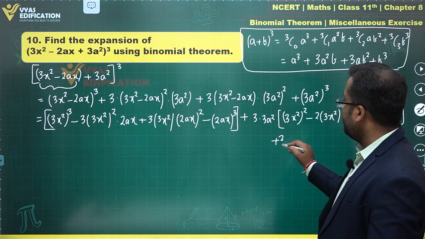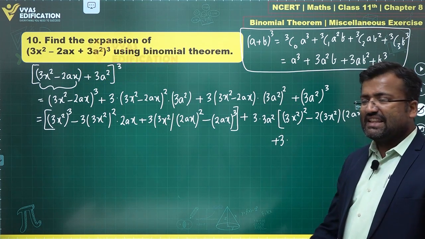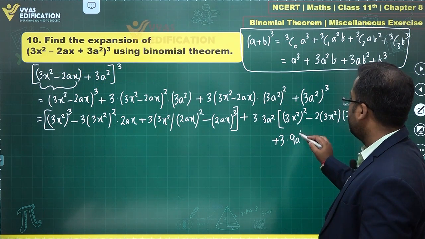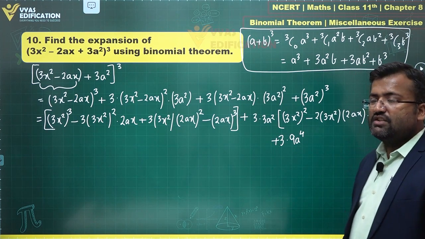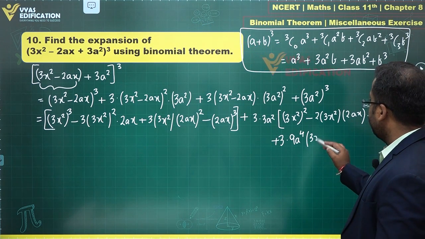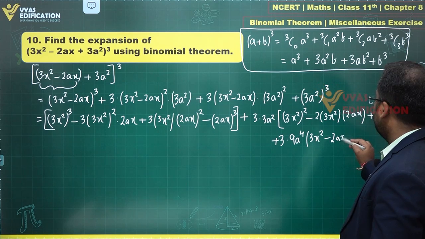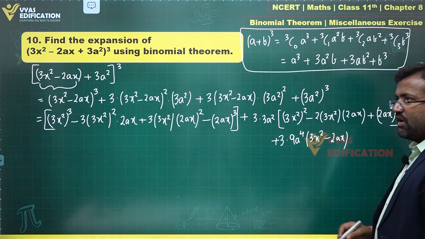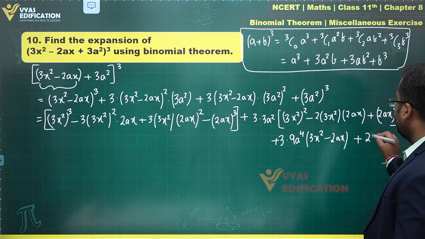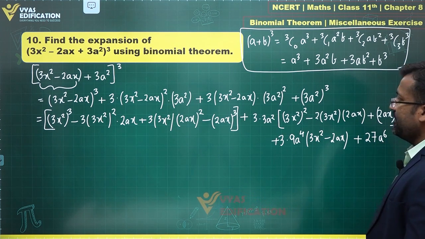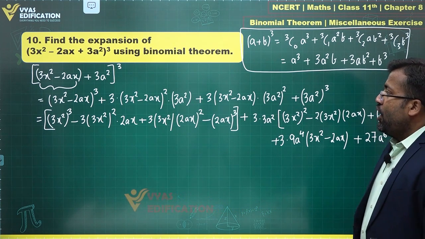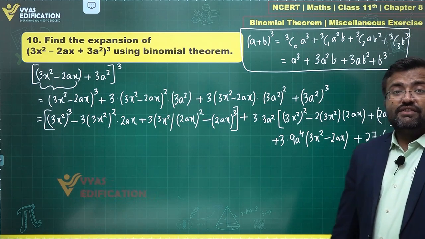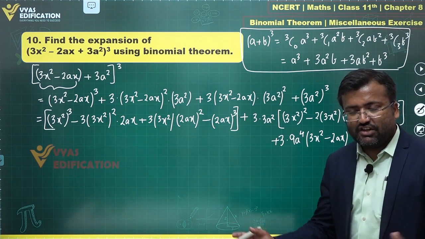This is 3 times (3a²)², which is 9 times a⁴. Okay, then you have (3x² − 2ax) in the bracket. Let's write that also. And this is (3a²)³, which is 3³, 27, a⁶ is what I'll be getting. Okay. Now the only thing which remains is simplification and addition of like terms.